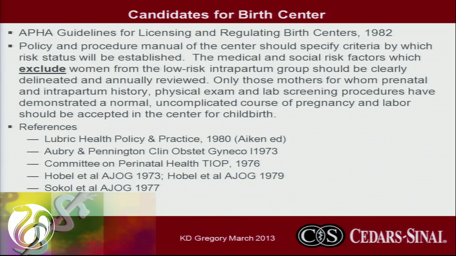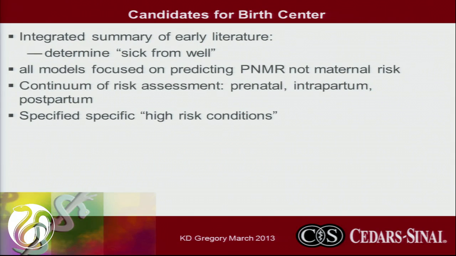Candidates for a birth center, this is published by the American Public Health Association in 1982, and they have a manual that says the center should specify criteria by which risk status should be established, and the medical and social risk factors which exclude women from the low-risk intrapartum group should be clearly delineated and annually reviewed. So now we get a little fudge factor in here, right? And they reference some older papers, but they conclude that really what you're trying to do is to determine sick from well. And again, all these models were focused on predicting perinatal mortality rate and not maternal risk.